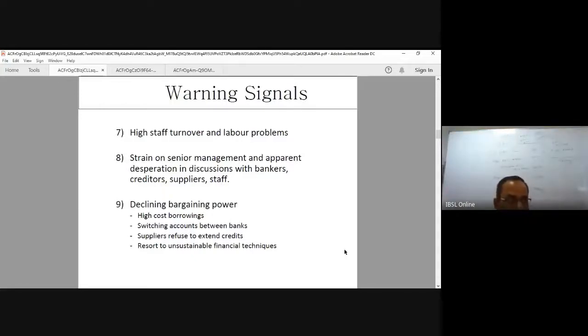High cost borrowings. So when the bank limits are used and becoming hardcore, you are seeing checks coming in which show that they are borrowing from outside money lenders. At the high cost they are borrowing. It's a danger signal, right?